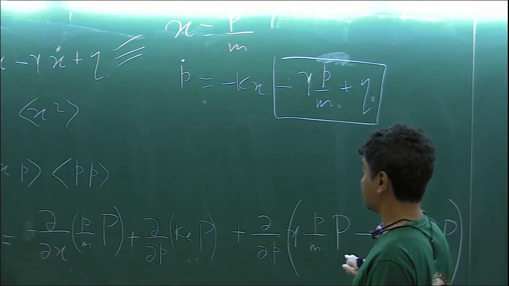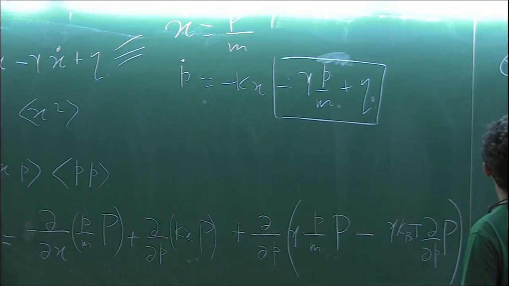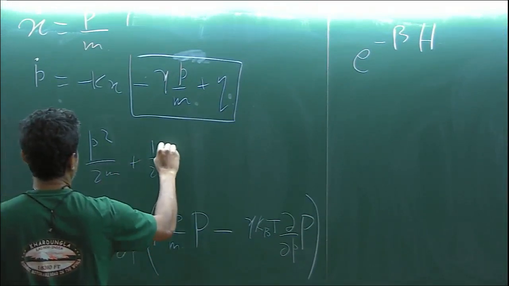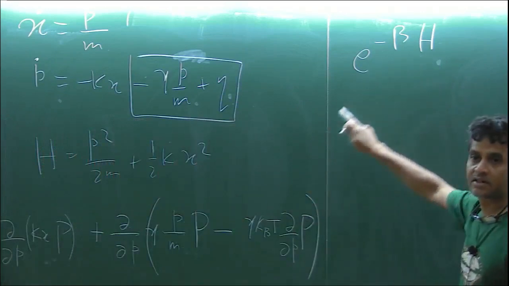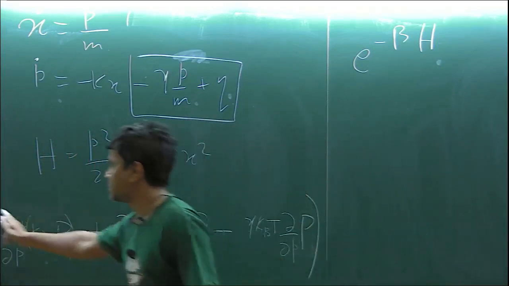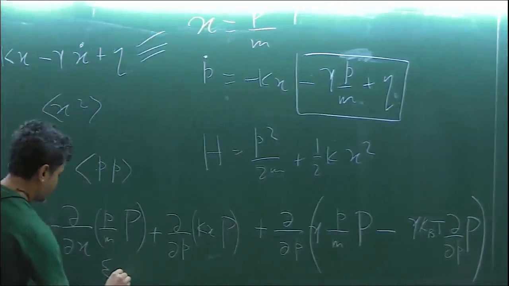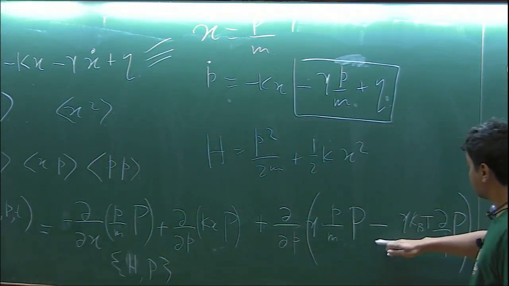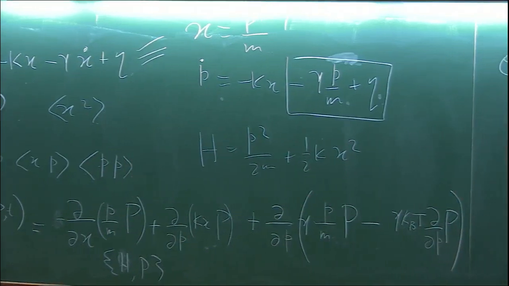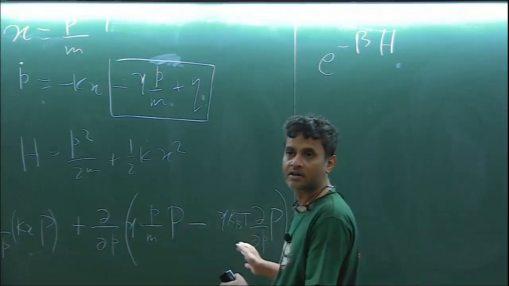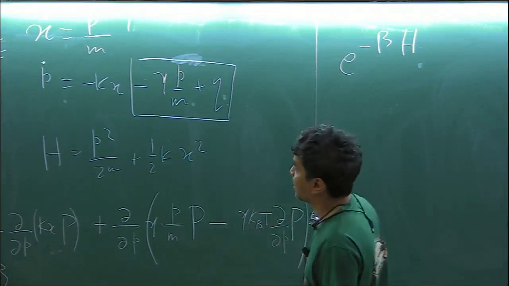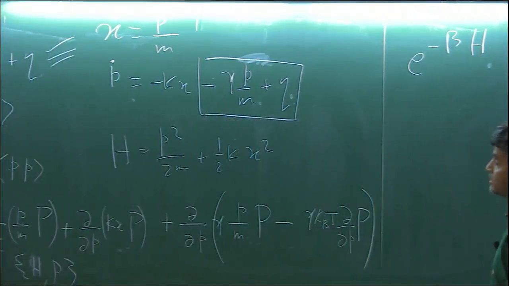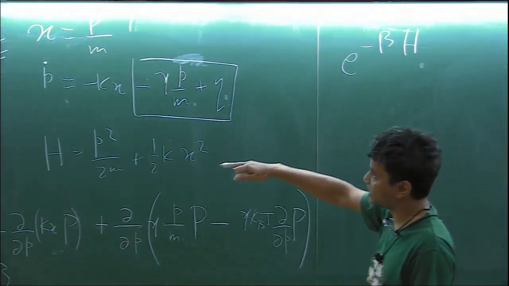If you have this, then it's easy to check that e to the power minus beta H is a steady state solution of this equation. H is here just p square by 2m plus half k x square. If you plug it in here, this part is the Poisson bracket of rho and H, which vanishes trivially. And this other part involves only the momentum part, which is e to the power minus beta p square by 2m, so if you plug it in, this part vanishes. So this is obviously a steady state solution of this equation. If you know the steady state solution, then you can compute x square and p square averages, so that's easy to do. So this is one way you can try to compute these things.